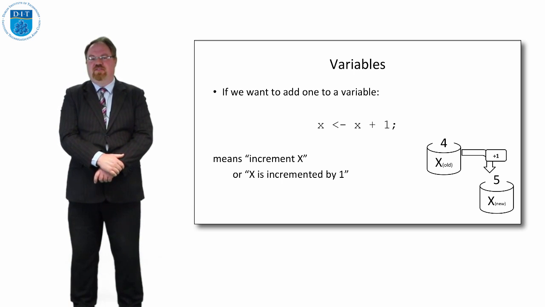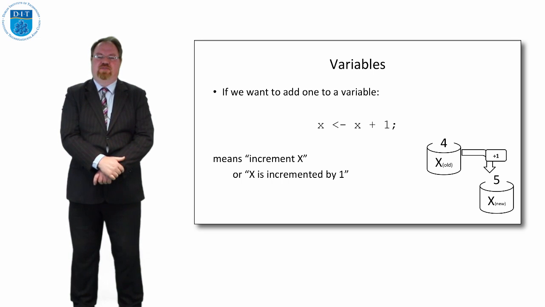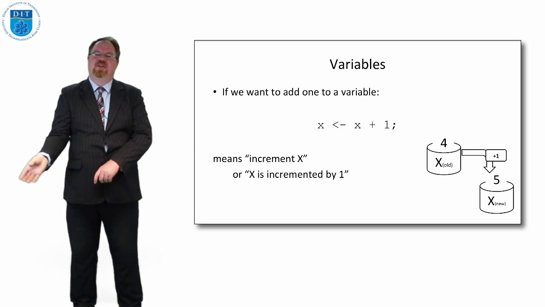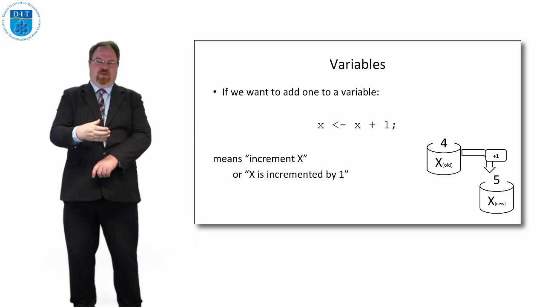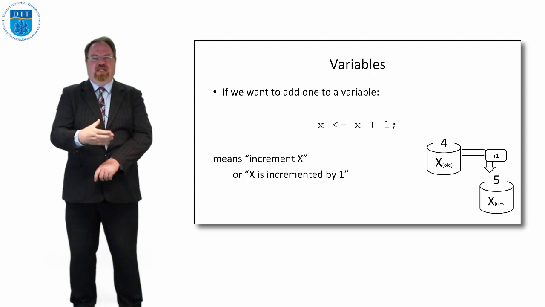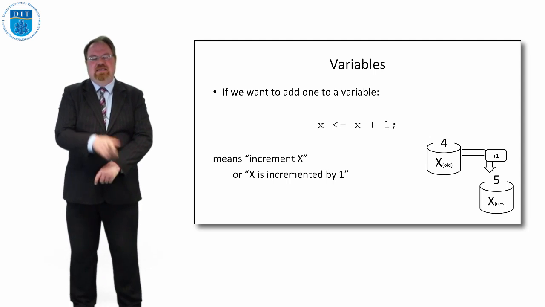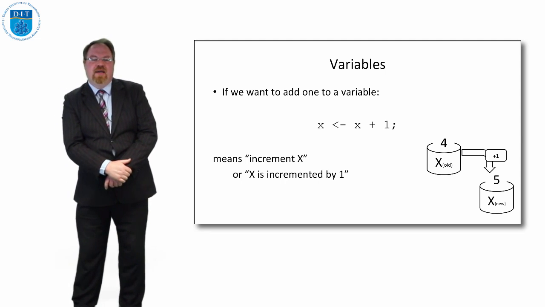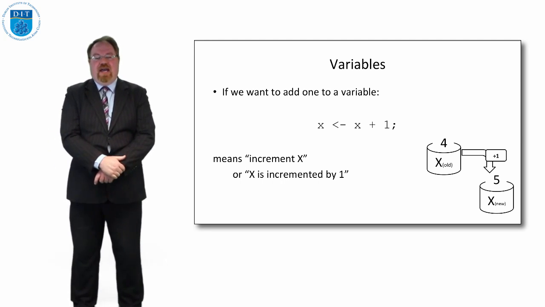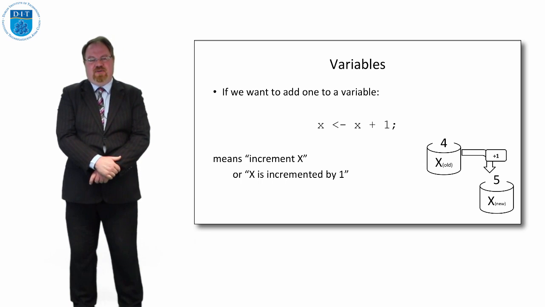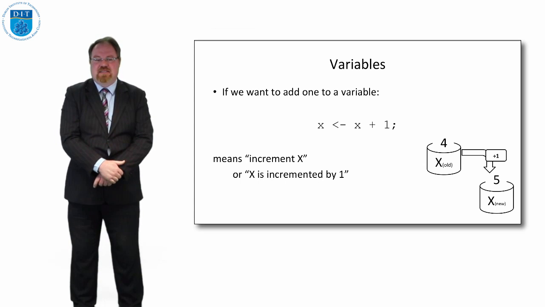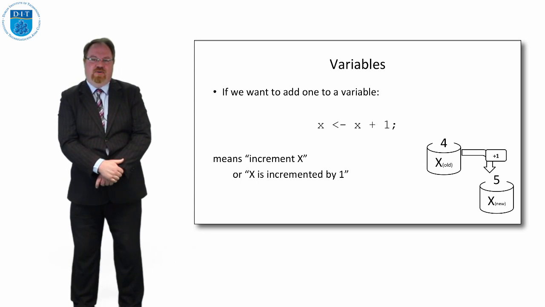What that means is whatever value is in x at the moment, let's say it's 4, overwrite that value with 4 plus 1, which is 5. So whatever is in the bucket x at the moment, 4, add 1 on and it gets 5. So we write that as x, left arrow, x plus 1, semicolon. And we can say either x gets the value x plus 1 or x is assigned x plus 1, or more commonly we say increment x, or x is incremented by 1.